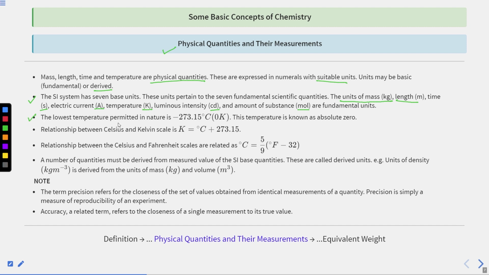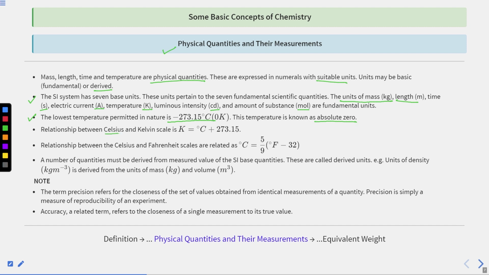The lowest temperature permitted in nature is minus 273.15 degrees Celsius, which is basically 0 Kelvin. Kelvin and Celsius are units of temperature. This temperature is known as absolute zero. So minus 273.15 degrees Celsius is known as absolute zero.